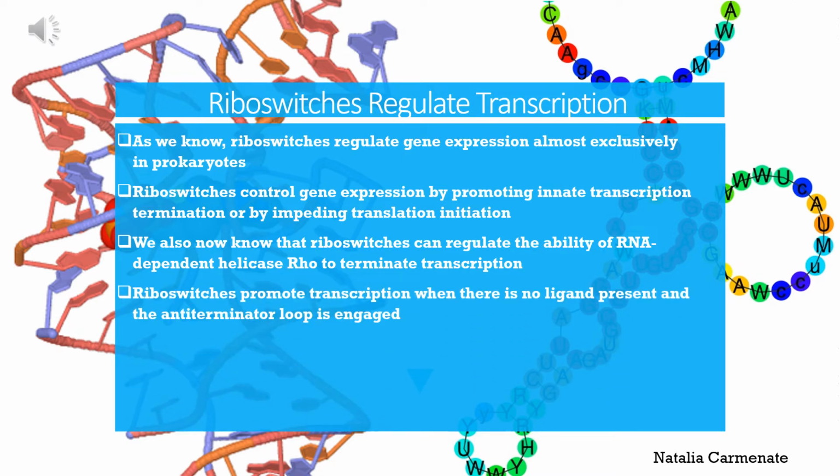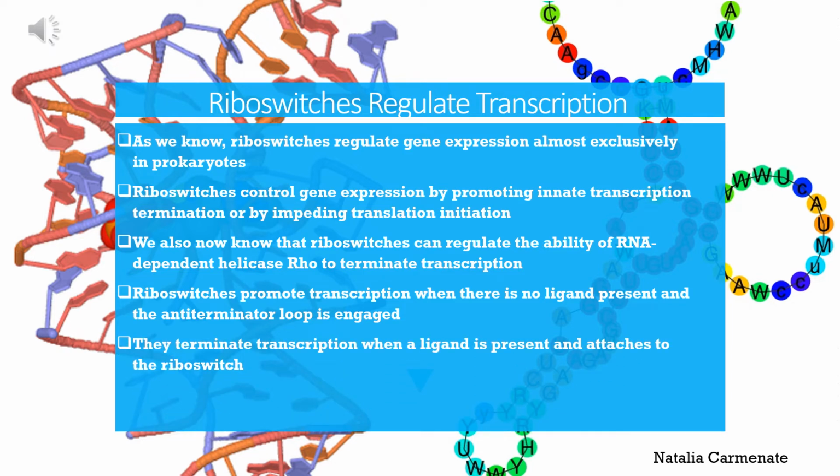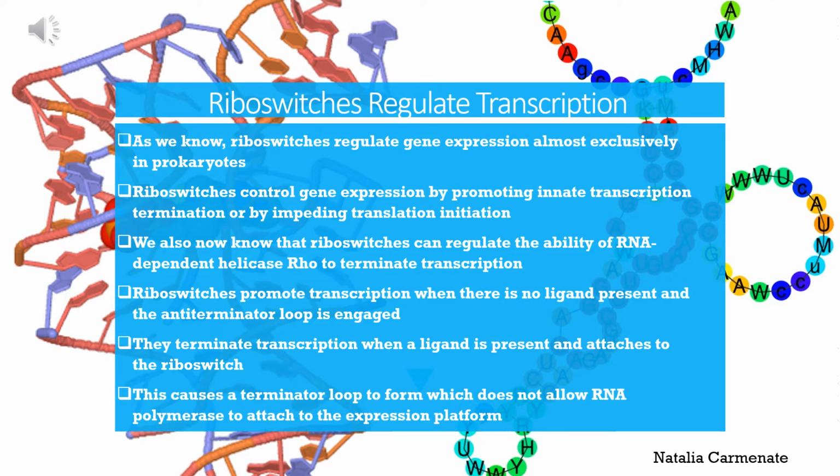Riboswitches promote transcription when there is no ligand present and the anti-terminator loop is engaged. They terminate transcription when a ligand is present and attaches to the riboswitch. This causes a terminator loop to form, which does not allow RNA polymerase to attach to the expression platform.